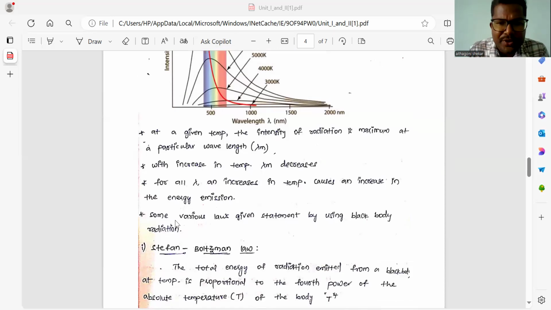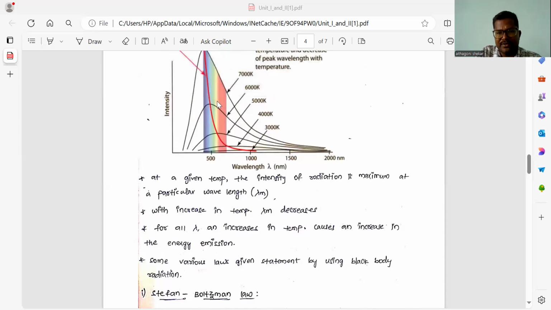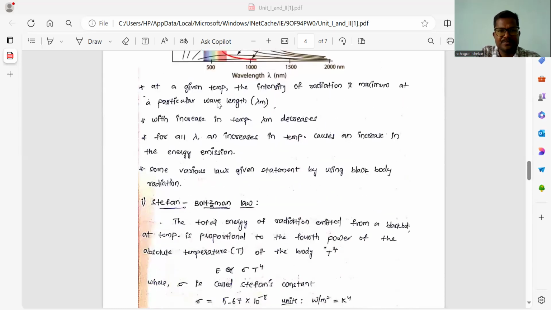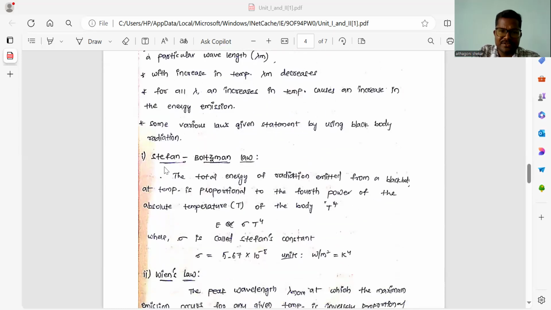Some scientists, using this black body, gave some statements. What are they? We discuss. This is by analyzing the graph, the overall four points. Next, the first scientists are Stefan and Boltzmann. Both scientists gave one statement.